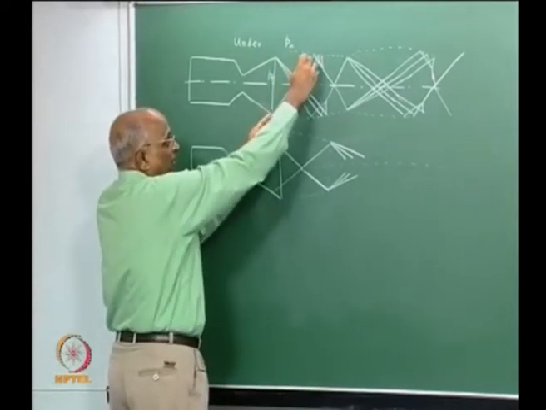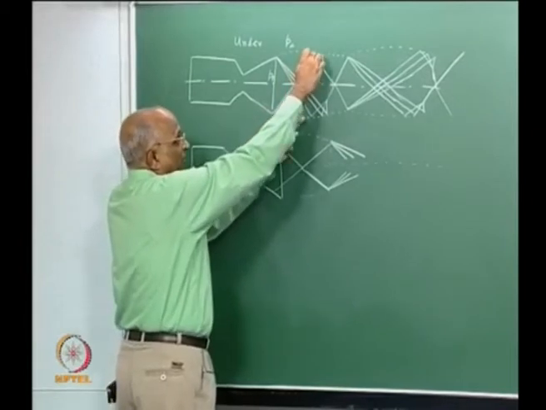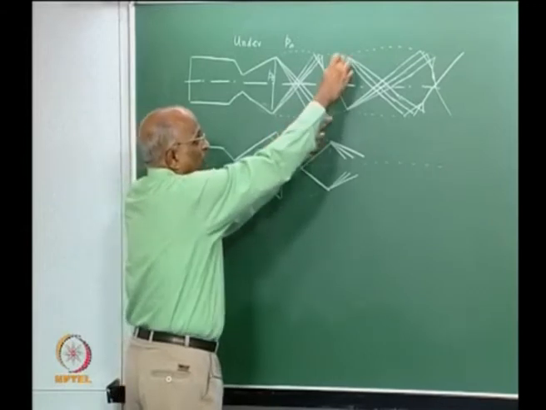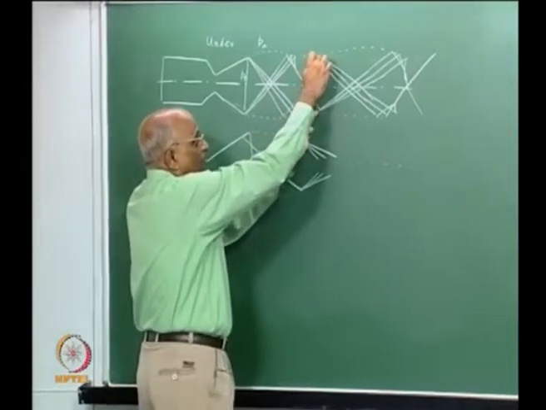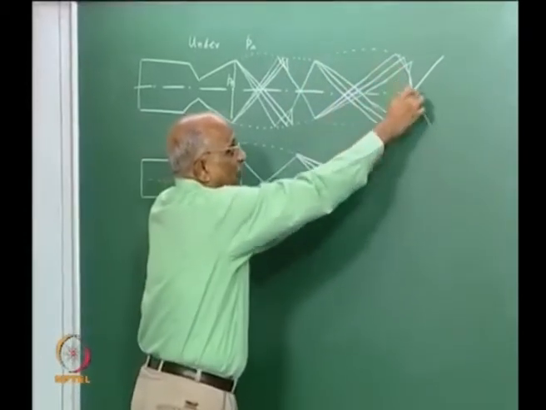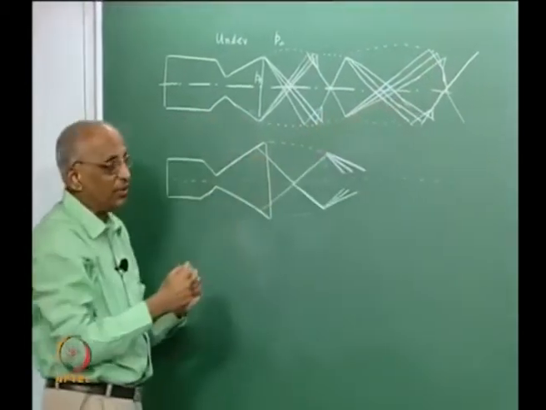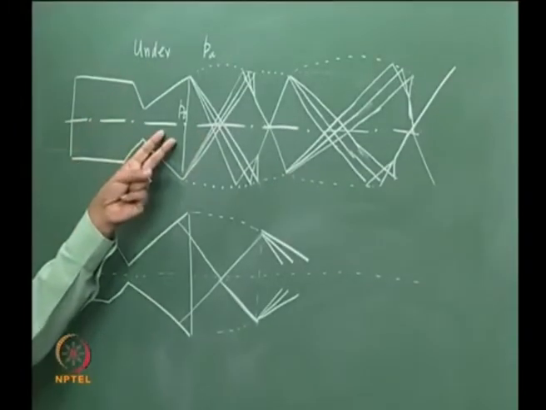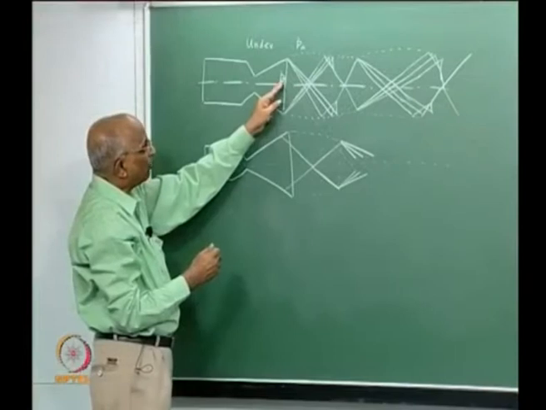You have a series of rarefaction fans, and when these rarefaction fans hit the boundary, they are reflected as oblique shock waves, and when these oblique shock waves interact with the boundary, I get rarefaction fans which again form oblique shock waves, and this trend continues. Therefore, when I look at an under expanded jet, I start with a high value of PE.